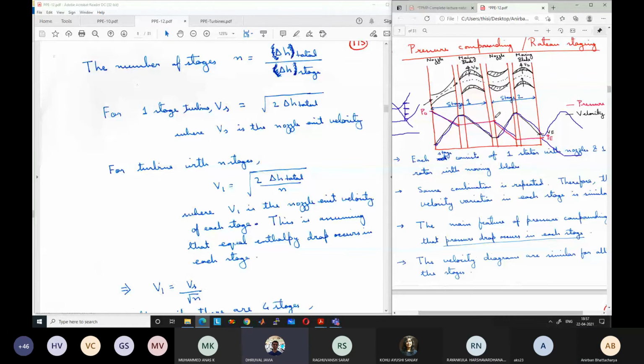So for the same mass flow rate, the velocity should increase. Velocity will increase, so we are correct. It's correct, velocity will increase. So mass flow rate will be the same, right? Mass flow rate you cannot change. So mass flow rate is the same.